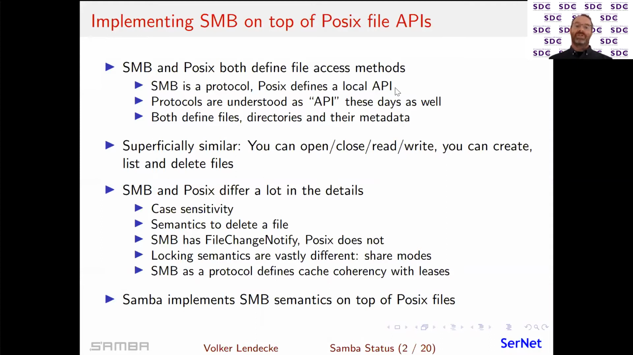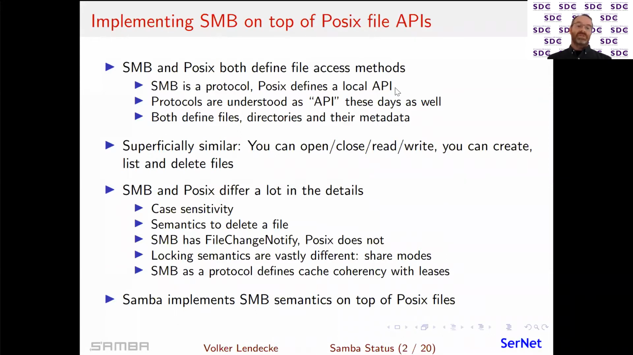Both define files, directories, metadata, and how to deal with them. In both worlds, POSIX and SMB, you can of course open, close, read and write. You can create, list and delete files. You can query metadata. You can set timestamps and all that stuff. So at a very high level, they are a bit similar. However, in the details, there are a lot of differences. One main one is case sensitivity. POSIX distinguishes between two file names, test.txt and Test.txt, that have different uppercase and lowercase combinations. Windows does not.